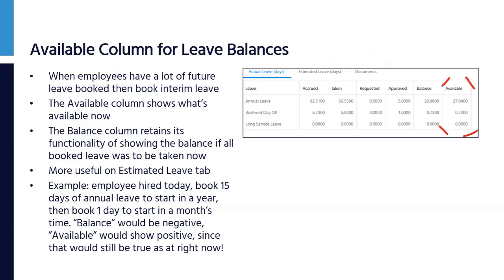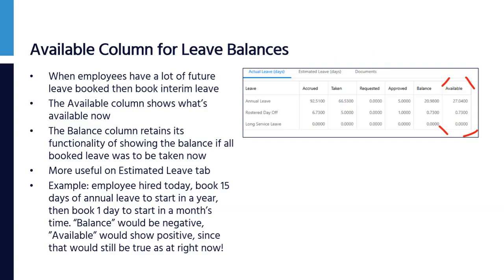One thing for those with leave management is we've added an available column to the leave application and approval process. All of the other columns are as they were before. We had the accrued, taken, requested, approved and balance columns there in previous versions. The available column really comes into play if someone has booked a bit of leave into the future. So they've got, say, a European trip in the middle of next year, but they want to take a couple of days off around Christmas.